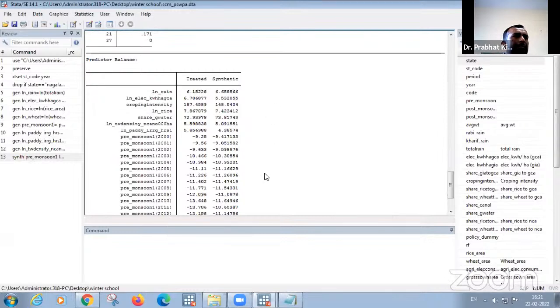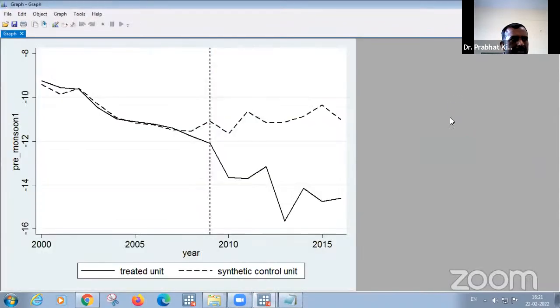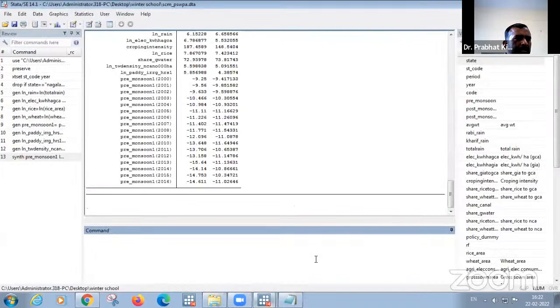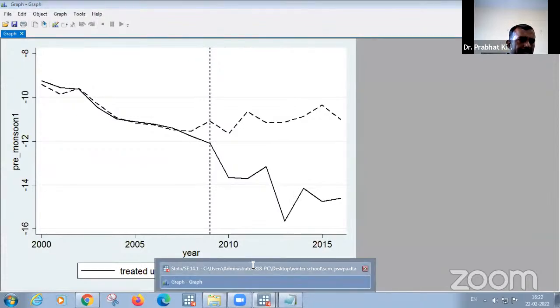So this is how they have created the synthetic Punjab, and here you can see the graph, how closely they track each other. But just widen up here, there was a lot of experimentation with changing the electricity supply and all these things, so that is on a different account. So we have got this one. Now we are interested in how to do the robustness check.